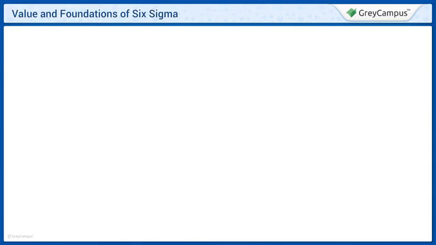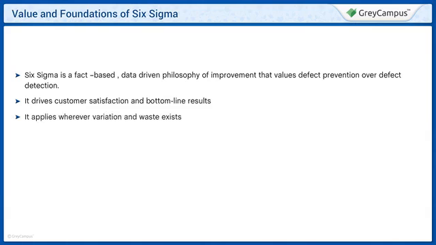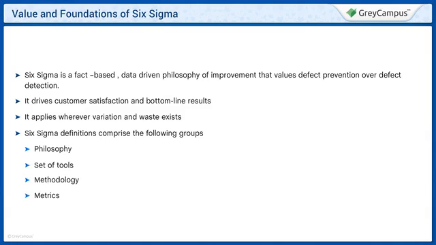A wide range of companies have found that when the Six Sigma philosophy is fully embraced, the enterprise thrives. Six Sigma is a fact-based, data-driven philosophy of improvement that values defect prevention over defect detection. It drives customer satisfaction and bottom-line results by reducing variation and waste, thereby promoting a competitive advantage. It implies that wherever variation and waste exist, every employee should be involved.